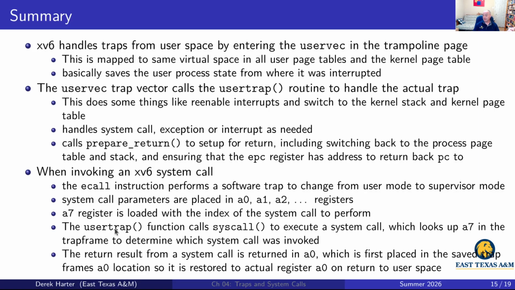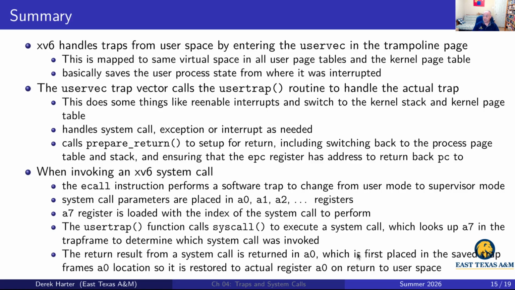The user trap function called syscall is really just a lookup. It uses an array of function pointers to figure out the actual function to call, and it ends up invoking that. It uses the value in A7, which is actually not in register A7 anymore. In syscall, it has to look that up in the trap frame, the value that was saved for register A7 by the process.